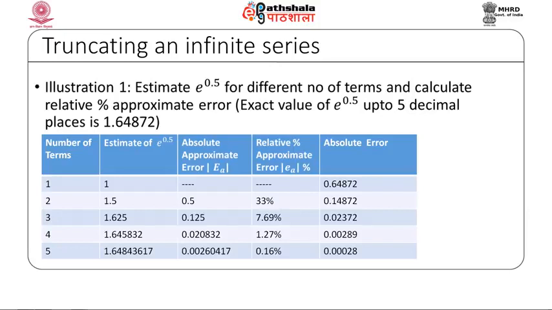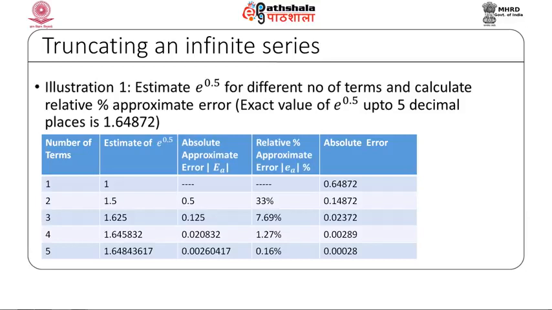Again, if we take the number of terms as 3, it is 1 plus x plus x square by 2. So, to 1.5, which is 1 plus x, let us add 0.5 square by 2. So, 0.25 by 2, that is 0.125, is added, and we get 1.625. The absolute approximate error is now 0.125. Similarly, taking the ratio of 0.125 to 1.625 gives us a relative approximate error that has decreased now to 7.69%, and the absolute error has decreased to 0.02372.